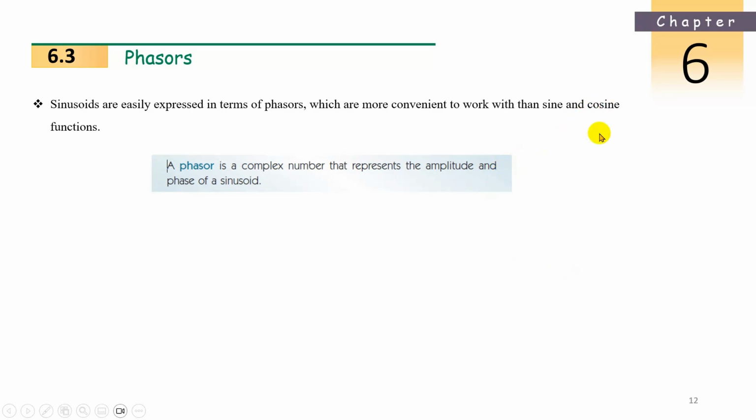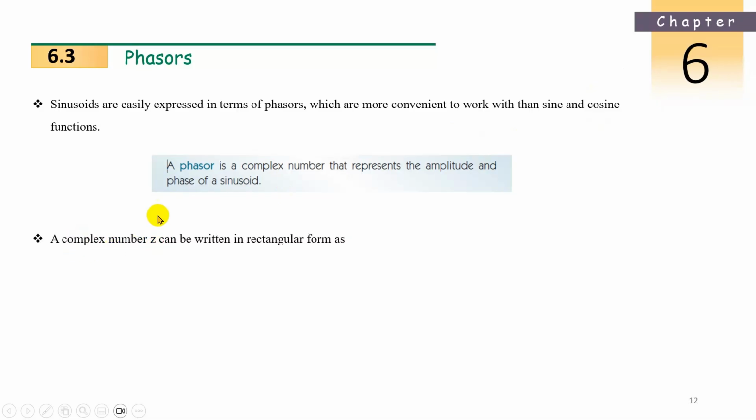What is phi? It is a phase: how much angle, delay or lead or lag. This one has amplitude Vm. So a phasor is a complex number that represents the amplitude and phase of a sinusoid. Amplitude is Vm, and phase is nothing but plus or minus phi. That is the phase, which we represent in the phasor in the form of a complex number.